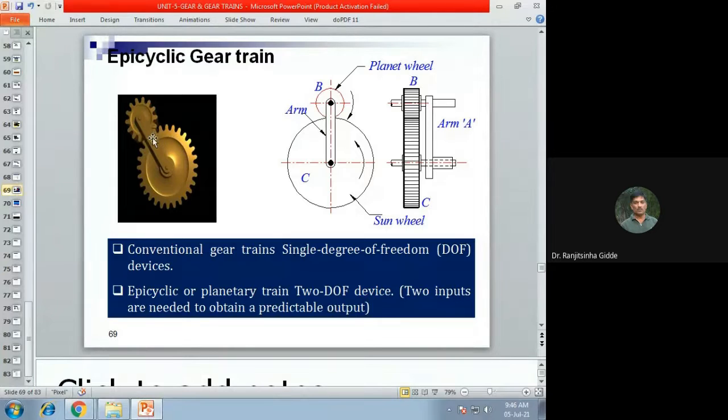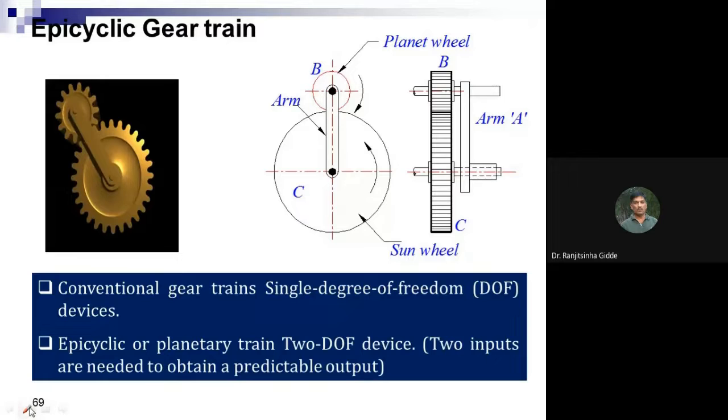So these gears are held together with the help of pins provided on the arm. Now you can see this one is the arm. So I will make an enlarged view. So this is the arm, this one is the arm, this is gear B, and this one is gear C.